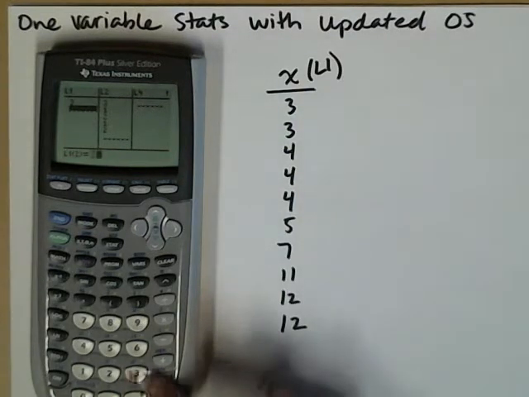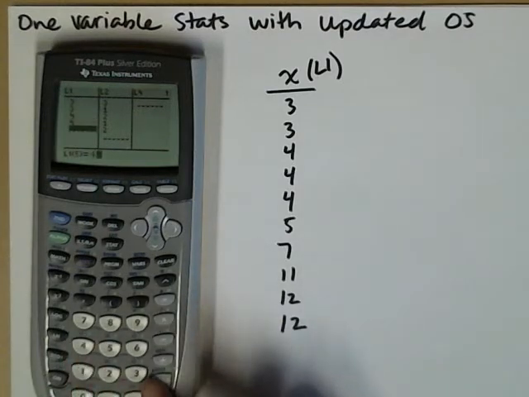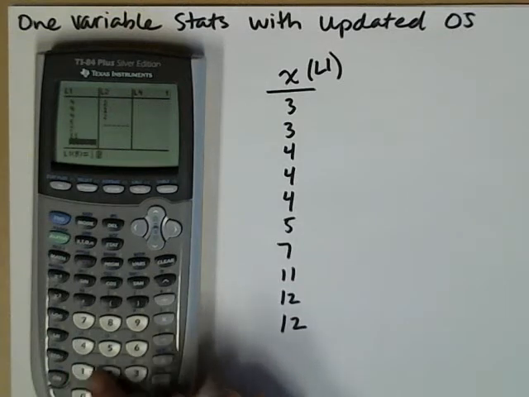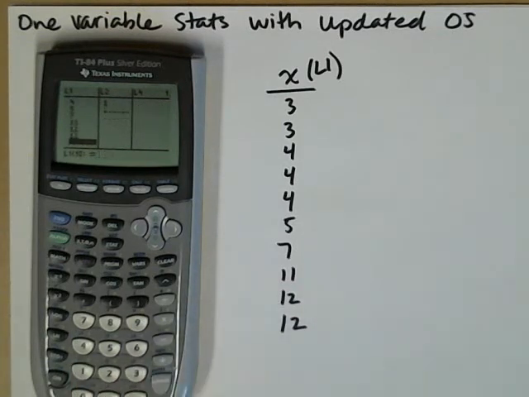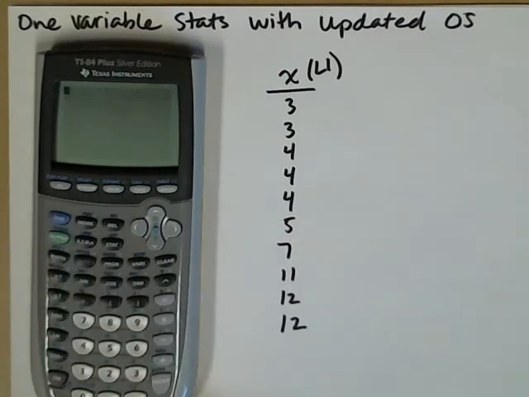Now I'm ready to enter my data values. I have 3, I'm hitting enter after each data value, 4, 4, 4, 1, 5, 1, 7, 1, 11, and 2 12s. So I've got my values entered. Now I want to go back to the home screen. To go back to the home screen, you hit second quit.